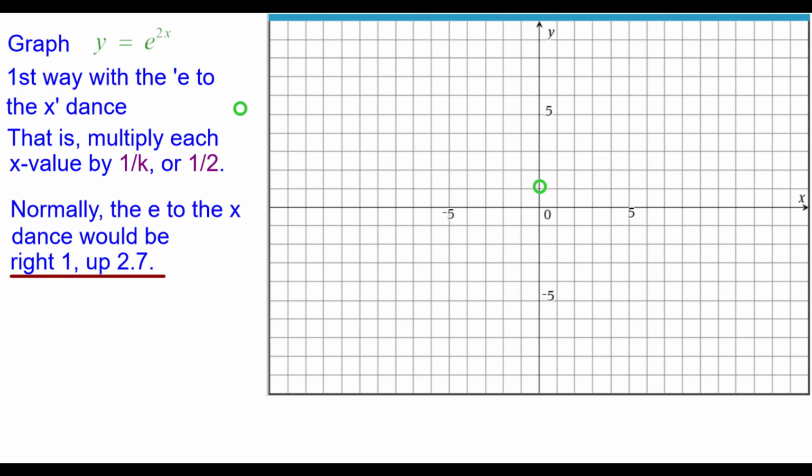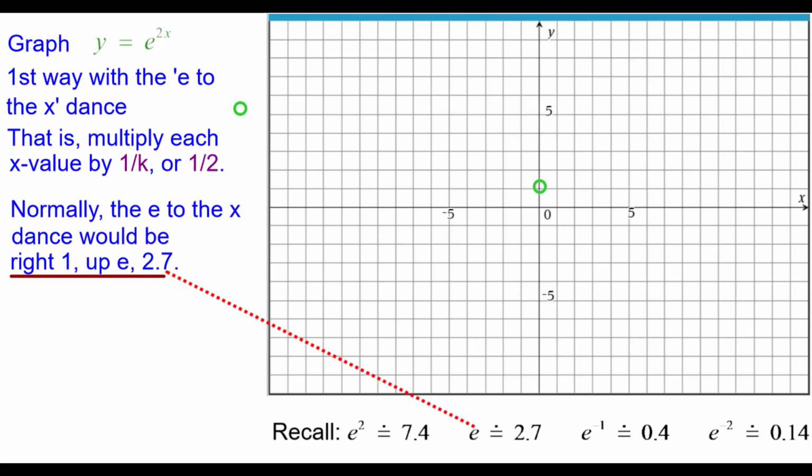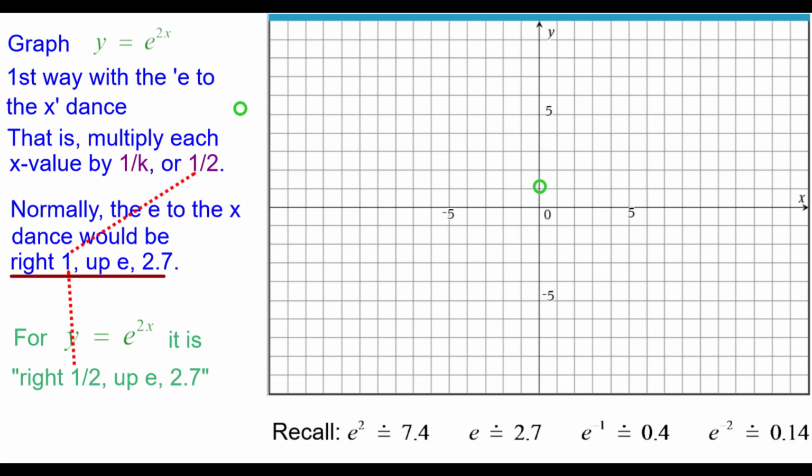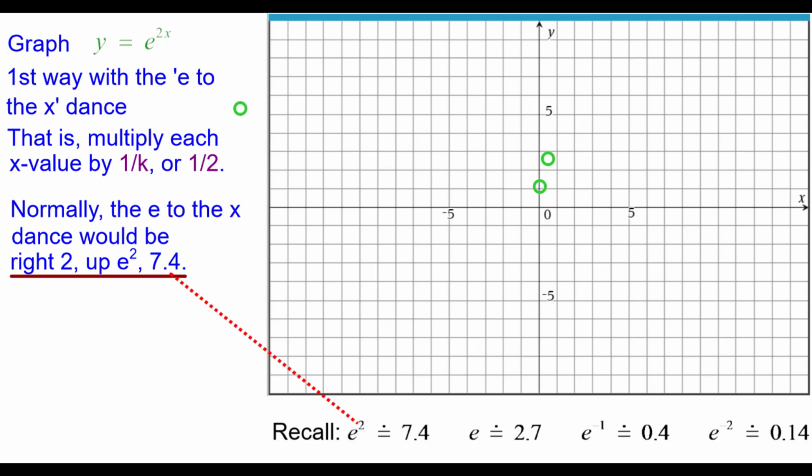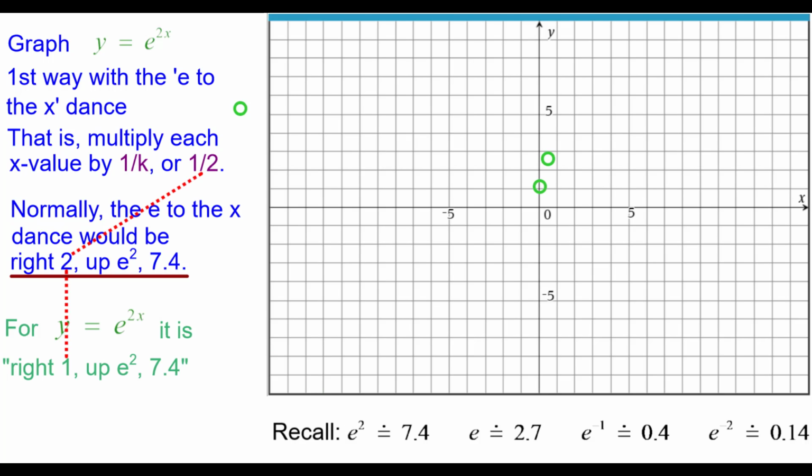Now normally e to the x dance would be right 1 up e, which is 2.7 approximately. For our graph, it's going to be right 1/2 up e, about 2.7, because 1/2 times 1 is 1/2. Notice we furnish these values that students should know. So right 1/2 up e, which is 2.7. Normally we go right 2 up e squared, but in this case it's going to be right 1 up e squared, because 1/2 times 2 is 1. So right 1 up 7.4.